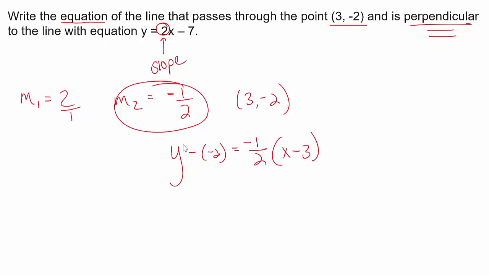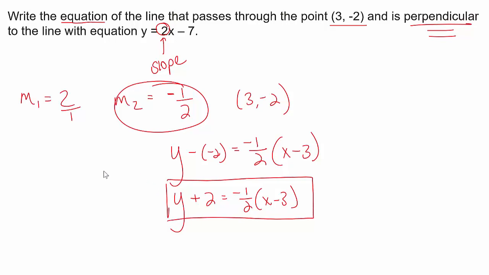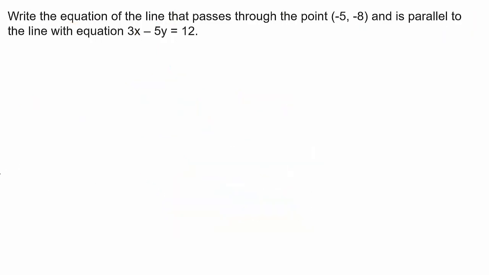And the last thing I'm going to do is clean this up a little bit because we don't like double negatives. Double negatives here make a plus. So y plus 2 equals -1/2 x minus 3. And that is point slope form, and I'm going to stop there unless I'm told what form to write my equation in. Okay, let's look at another example.